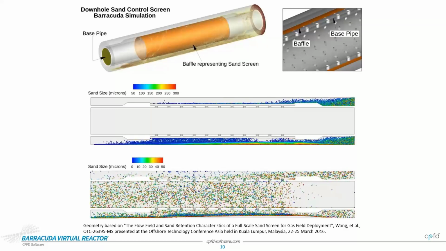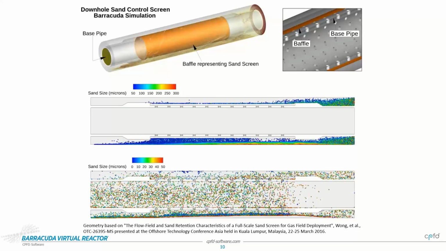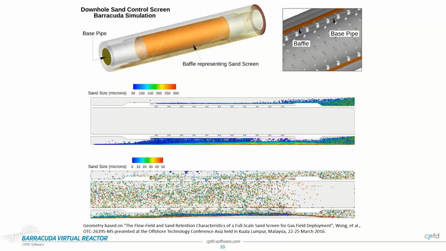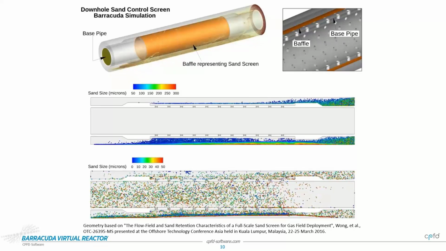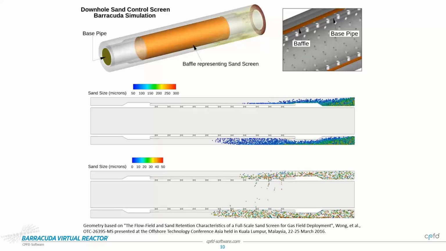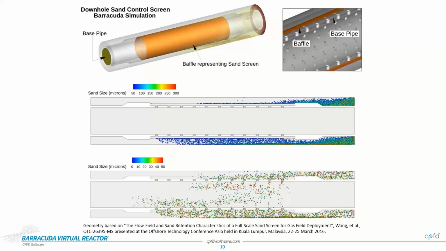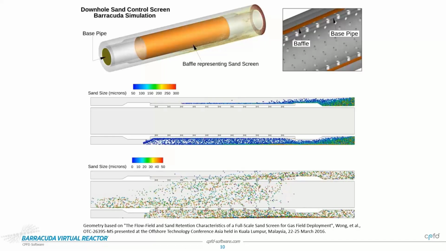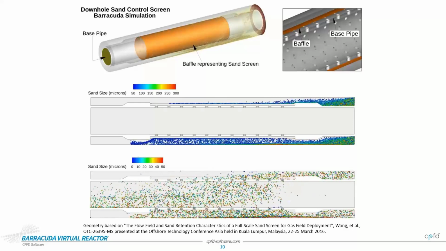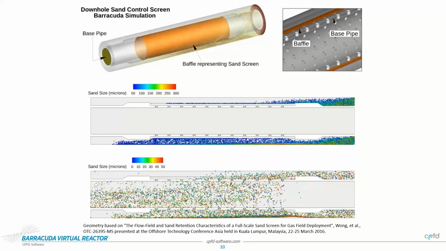The middle animation shows large sand particles, which are above 50 microns, being filtered by the baffle. Since they're not allowed to pass through the baffle, they build up and flow to the bottom of the outer pipe. The bottom animation shows the distribution of finer sand. These particles are small enough to pass through the filter, demonstrating the model's size-selective filtering capability. This is a powerful approach for simulating, analyzing, and optimizing the performance of critical downhole sand control equipment.